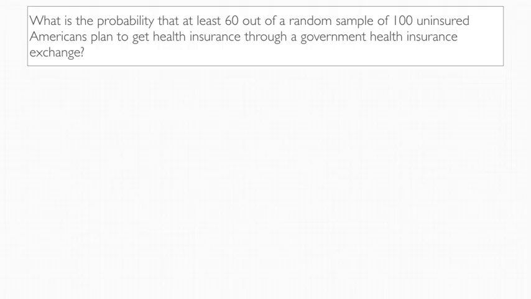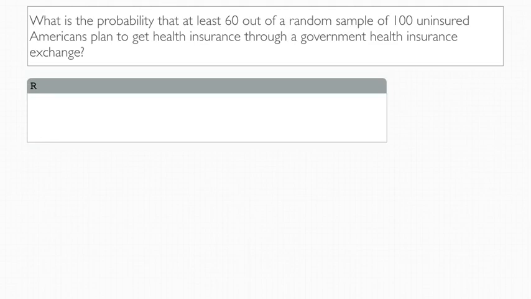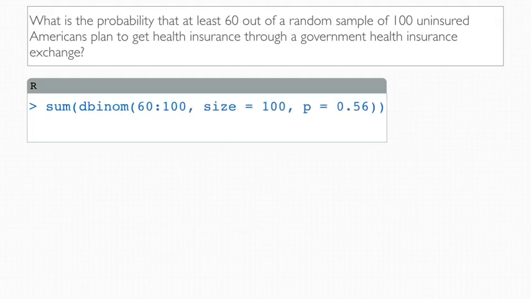Another approach is to use R. And once again, we're going to make use of two functions. The dbinom function that gives us the probabilities, and the sum function that allows us to add a bunch of probabilities that we're interested in. So in the dbinom function, the first argument is all successes from 60 to 100. Our sample size is 100, and our probability of success is 0.56. Then we wrap this around with the sum function that will basically add up all the individual probabilities and yield a probability of 24.1%, just like the one we obtained earlier.